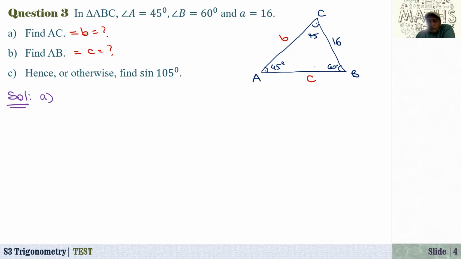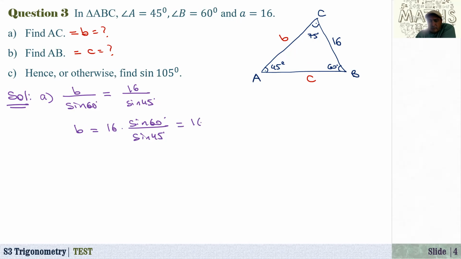I'll use the sine rule again here to find B. So B over sine of B. Actually B is faced by angle 60, so here we have sine of 60. That's equal to A, that is 16 over sine of 45. Now from this, what is B? B is equal to 16 times sine of 60 over sine of 45 degrees.